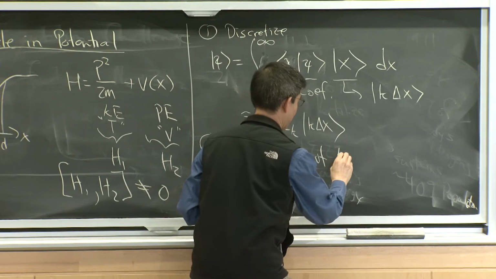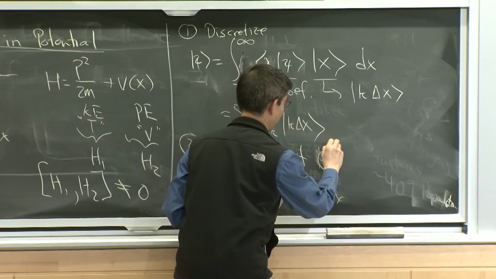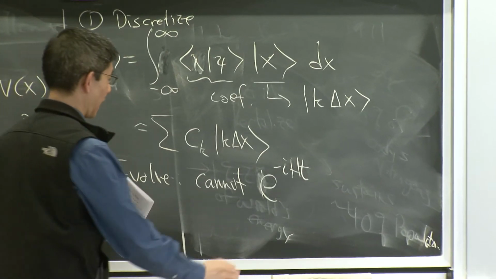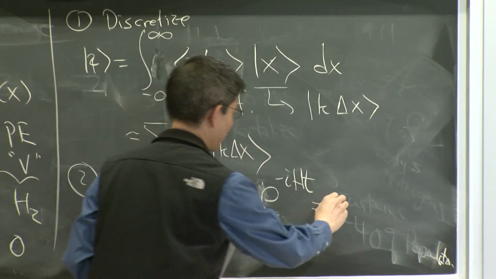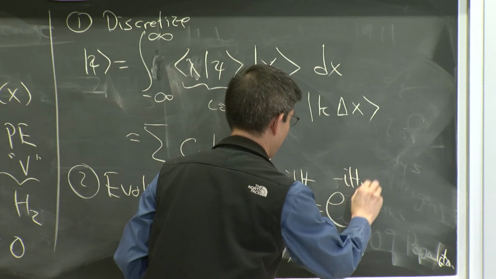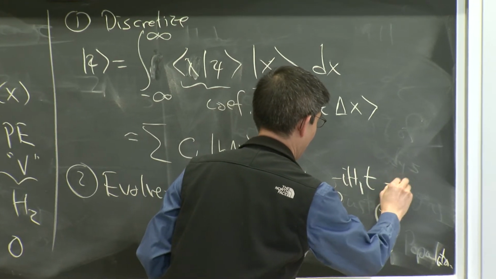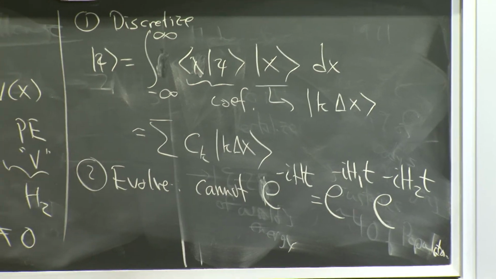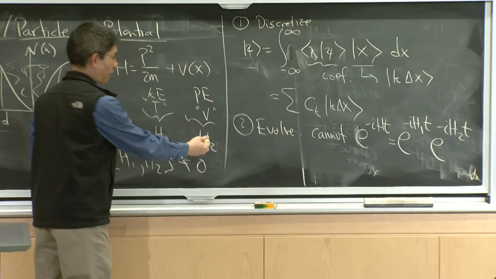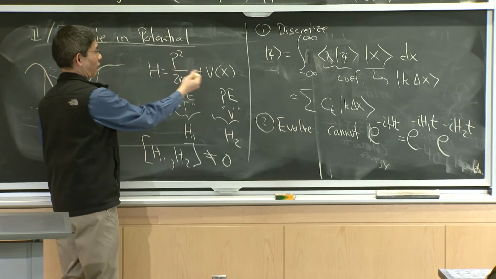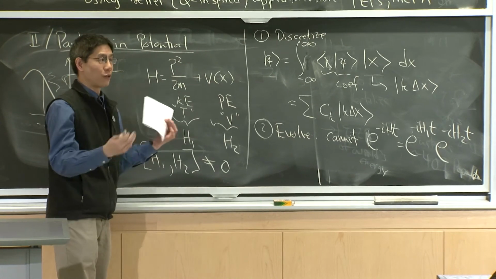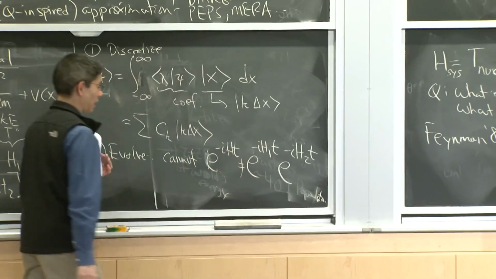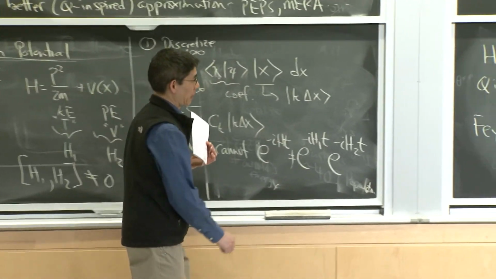just let my evolution e to the minus i H t, I've dropped all my h bars today, simply be e to the minus i H1 t times e to the minus i H2 t. I cannot evolve with one Hamiltonian, then evolve with a second Hamiltonian, even though they're added here, because they do not commute with each other. And this should be something that you're very familiar with, and therefore we have to apply an approximation.